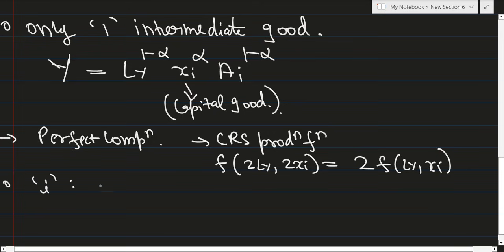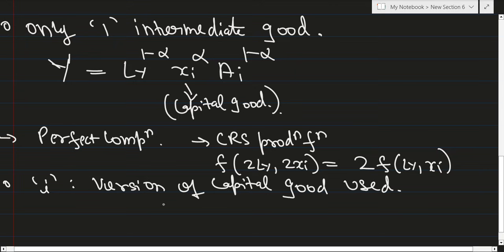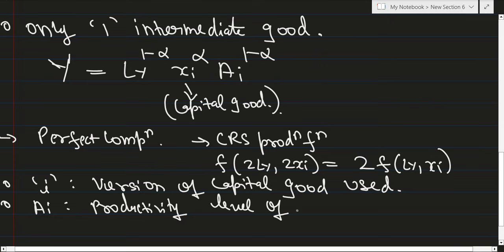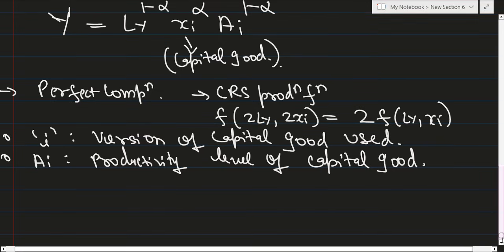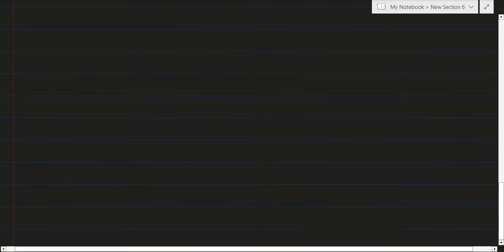Now some more notations. I is the version of capital good used. AI is the productivity level of capital good. Now, what problem do we face here to solve in this final goods sector? That is profit maximization. These perfectly competitive firms maximize profit.